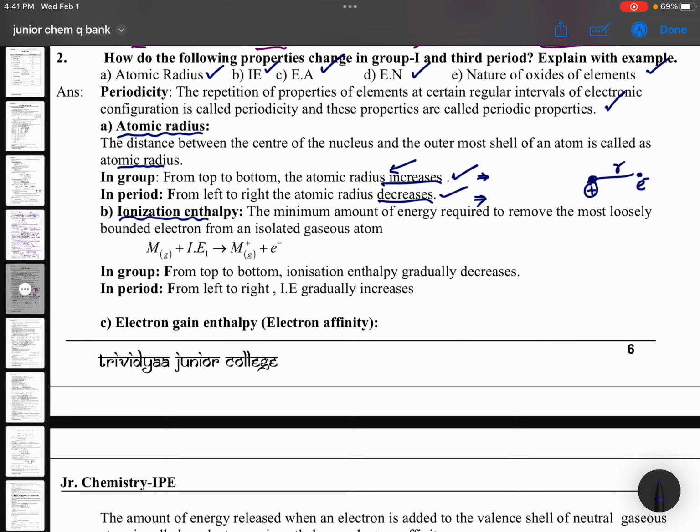Ionization enthalpy. The minimum amount of energy required to remove the most loosely bound electron from an isolated neutral gaseous atom. Now, the word neutral also you need to mention. So this is ionization enthalpy. From top to bottom, ionization enthalpy gradually decreases. In a period, ionization energy gradually increases.